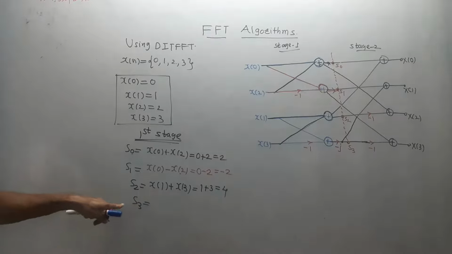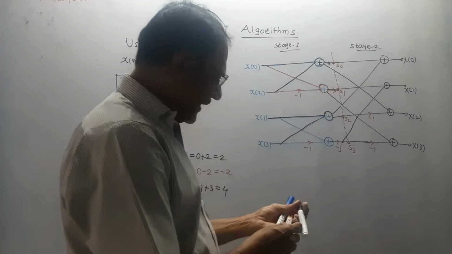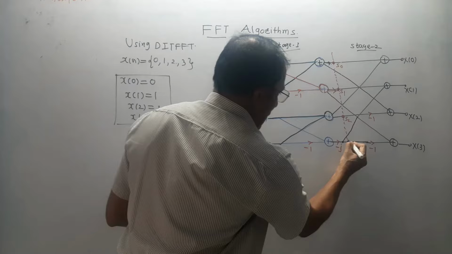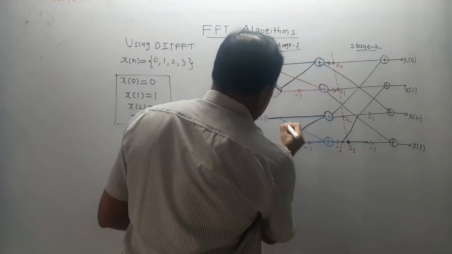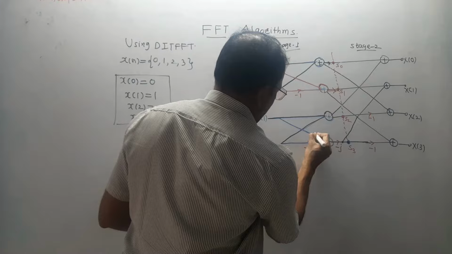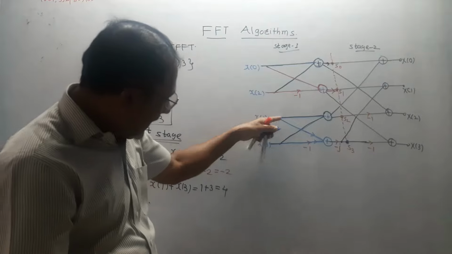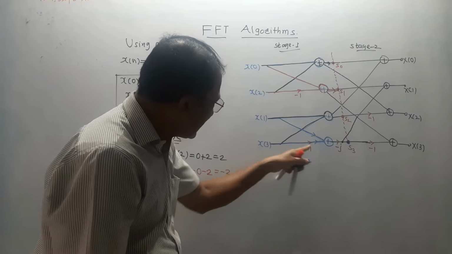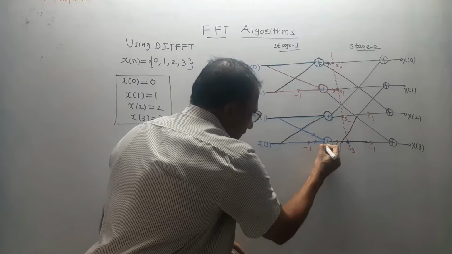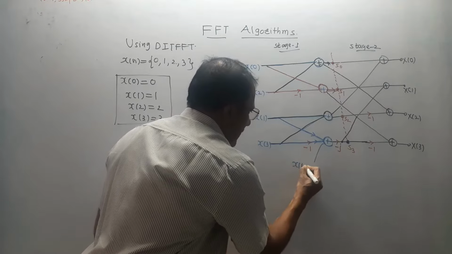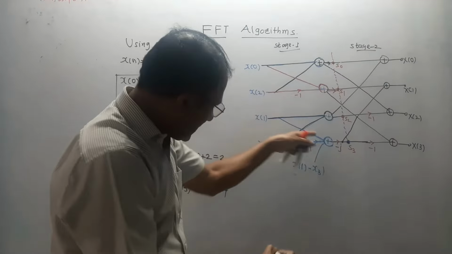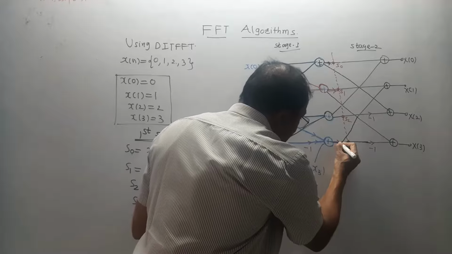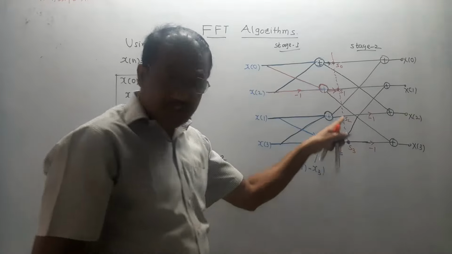The last output of the first stage, S3. Again refer to this diagram. For S3, check the connections. S3 I have written over here. This is the output. This line is connected as well as this line. These two lines I need to consider. Now, X1 is directly connected, and X3 is multiplied with minus 1, so it becomes minus X3. They are added, so this can be written as X1 minus X3, and the output of this adder is multiplied with minus j. This is the common mistake.